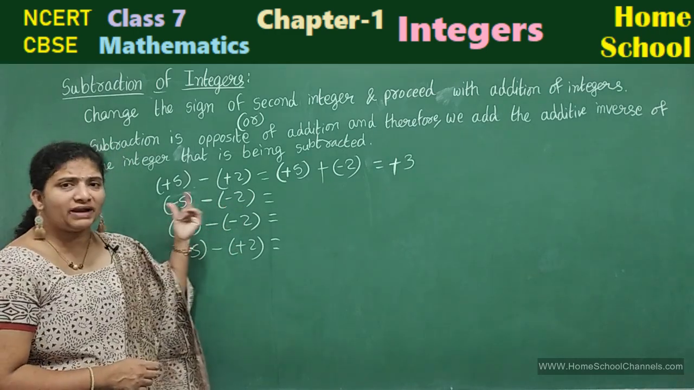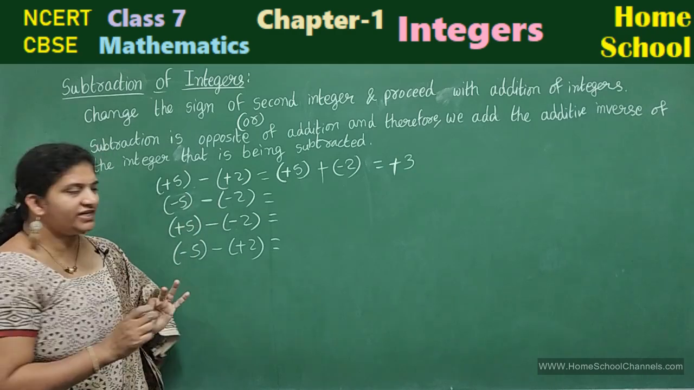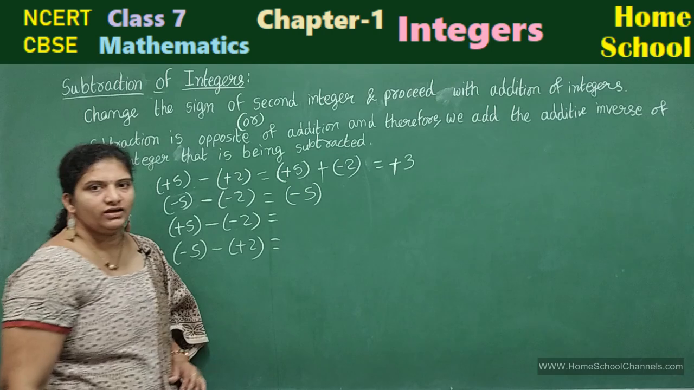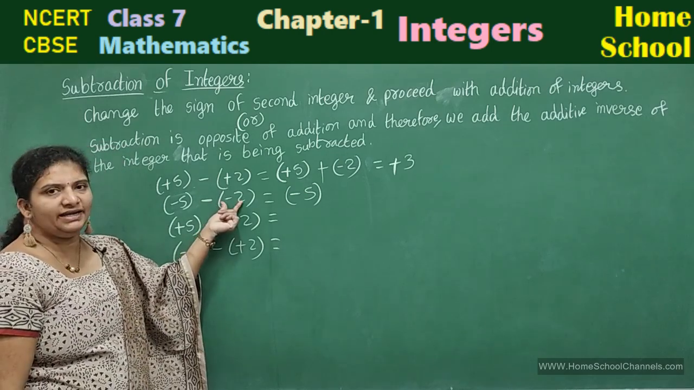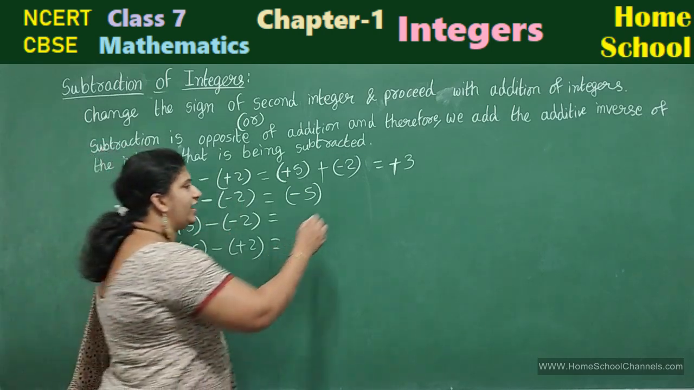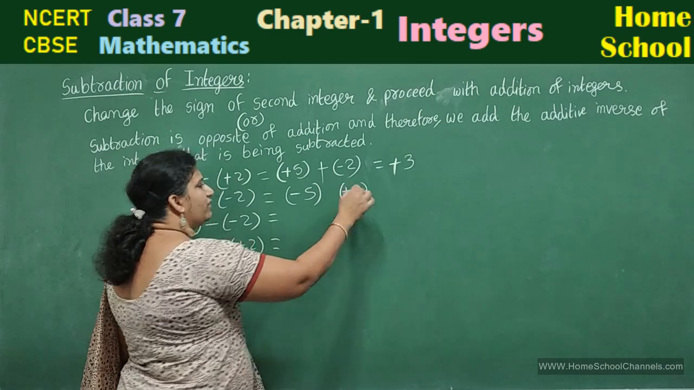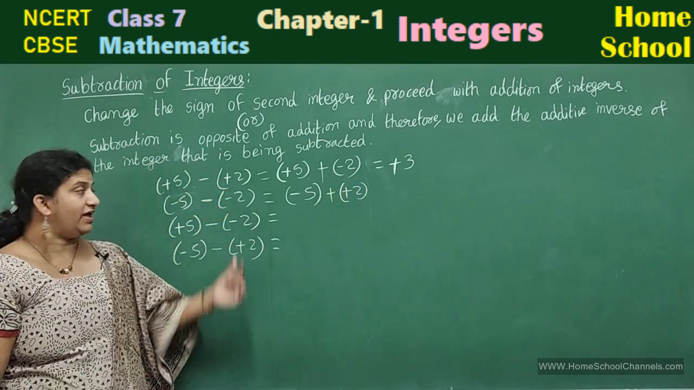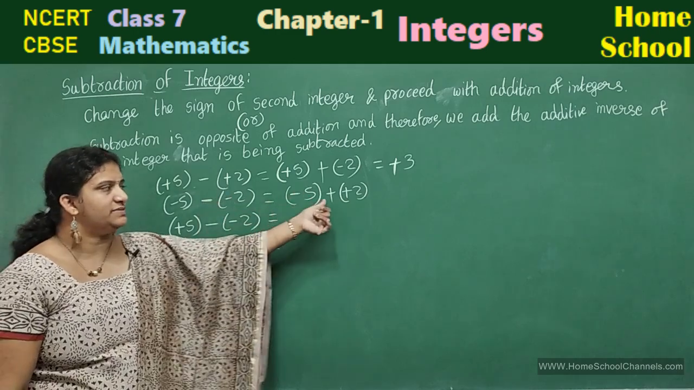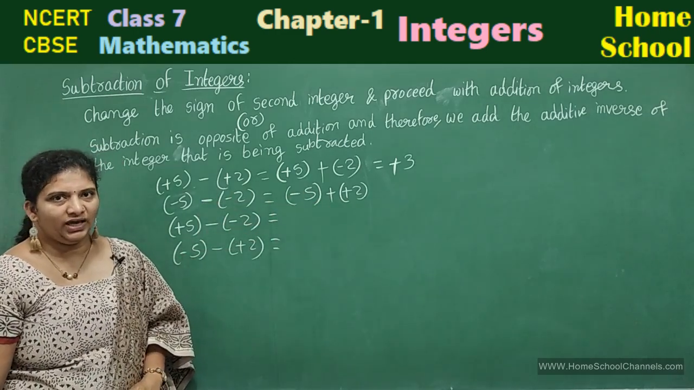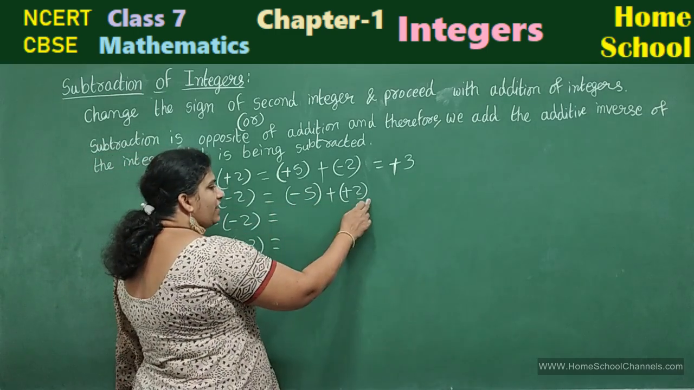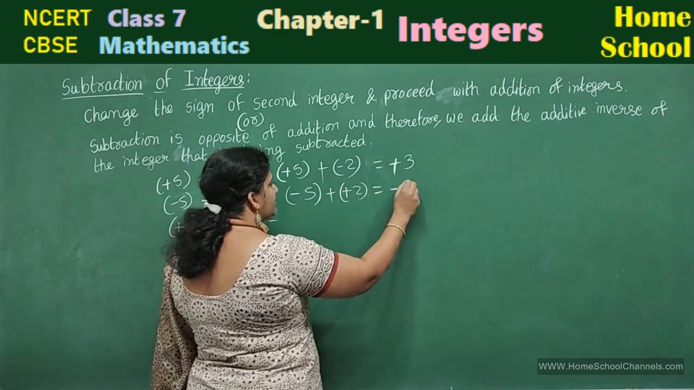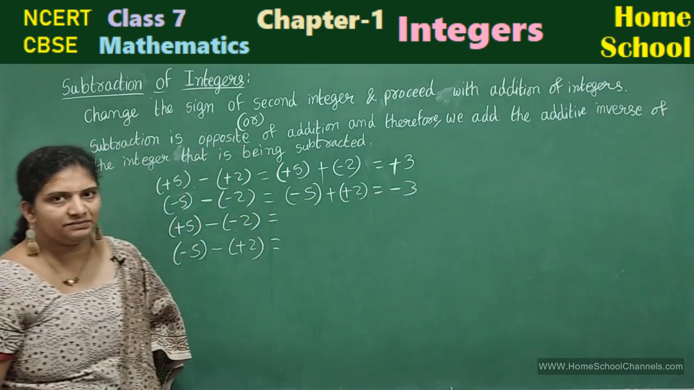When you have a subtraction of integers, make sure the first integer stays as it is, minus 5. Now the second integer changes: minus 2 can be written as plus 2. This minus we write as plus. Now, minus 5 plus 2. The greater number has a negative sign and we need to subtract, so minus 3 is the answer.